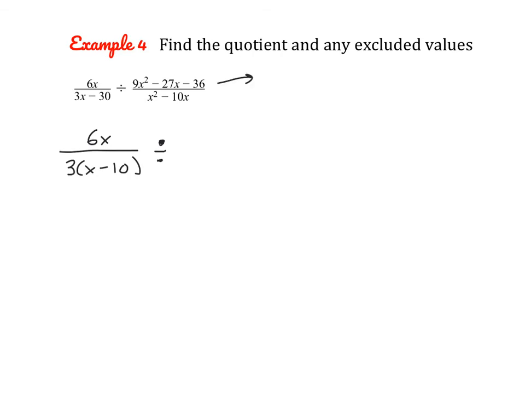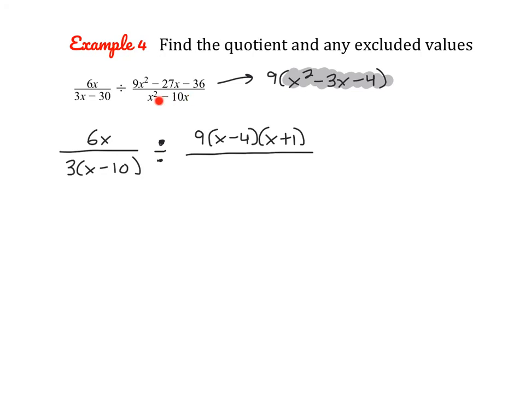Okay, here, this may be a two-step factoring. So first thing to notice is that there's a GCF of 9. So let's factor that out first. That leaves us with x squared minus 3x minus 4. And then this can actually be factored more. So this results in 9 times x minus 4 times x plus 1. And then in our denominator, we have a GCF of x, so x times x minus 10.